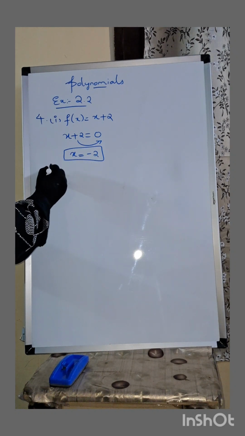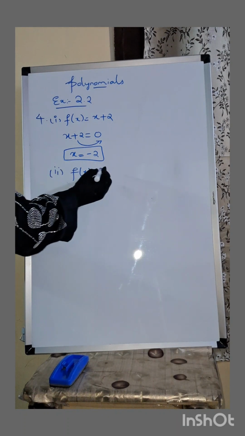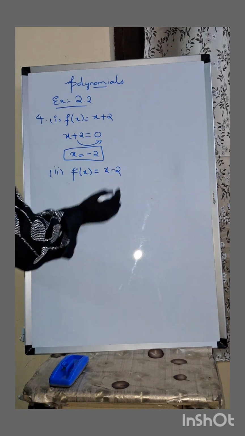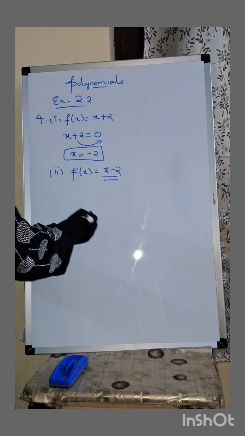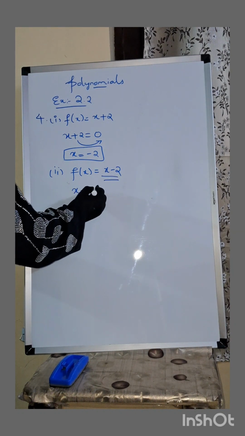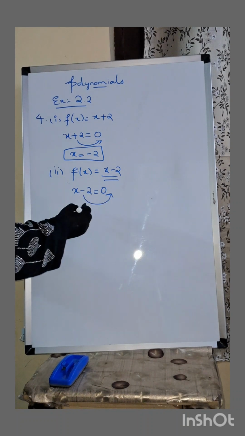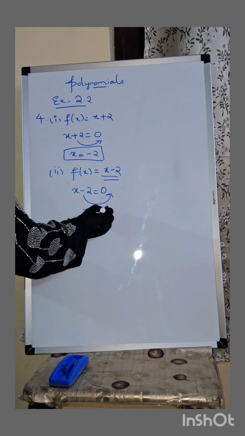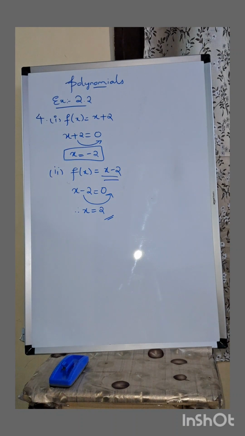Let us see one more question. f(x) = x - 2. Whenever you are finding the 0 of the polynomial, this expression should be equal to 0. So x - 2 = 0. If I send -2 to that side, it will become +2. x = 2 is nothing but the 0 of the polynomial. So these are very easy questions.